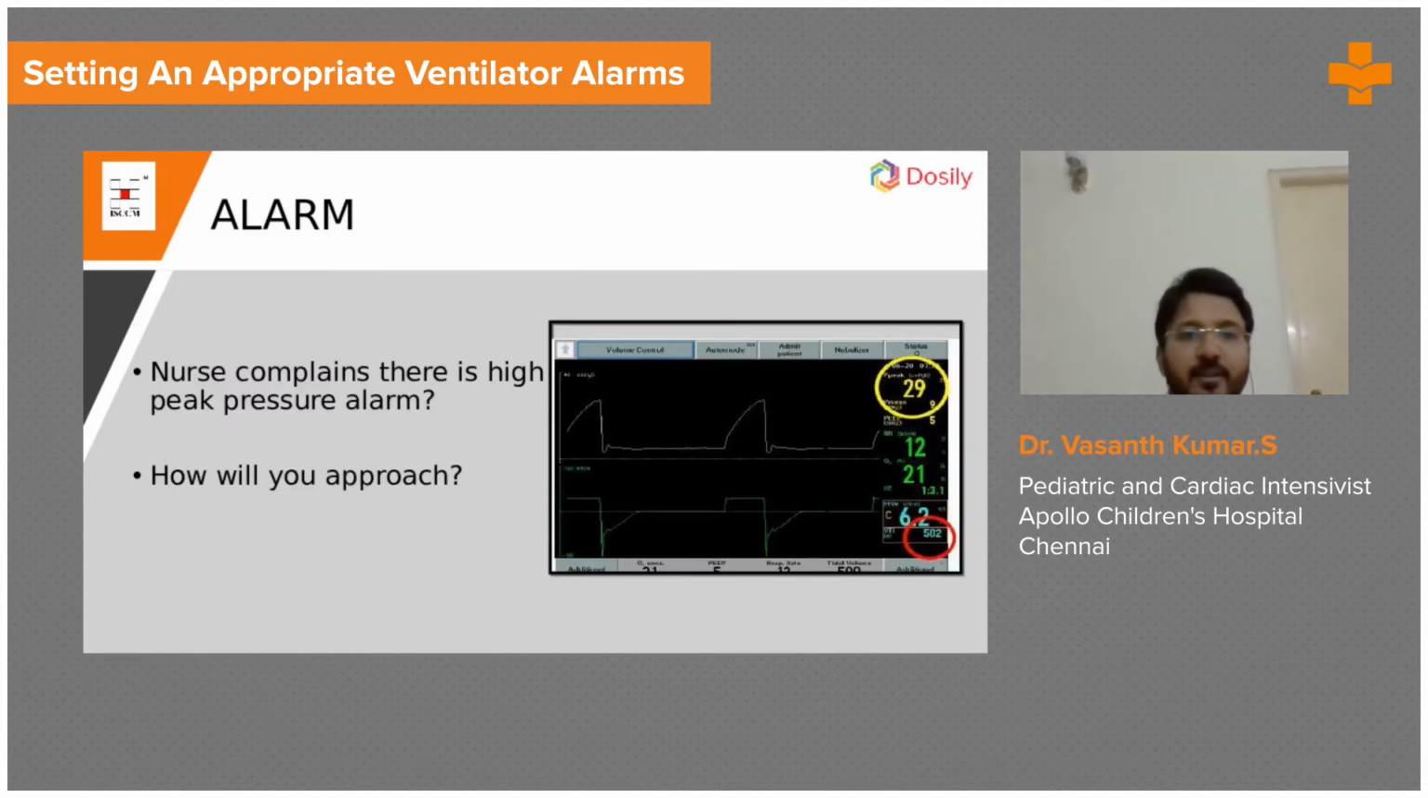So here if you see, a nurse is complaining that there is a high pressure alarm. This patient is on what mode? Maybe I'll just try to think. So here if you see this graphic, this graph has a negative deflection. That means it is a flow time graphic, because that is the only graph which has a negative deflection. And in the flow, you are able to see a constant flow. So constant flow in a flow time graphic always means volume control mode. So if you see here, it is volume control mode. In the volume control mode, you're able to see the peak pressure is 29, which is very high. So what are the reasons for high peak pressure and how will you approach?